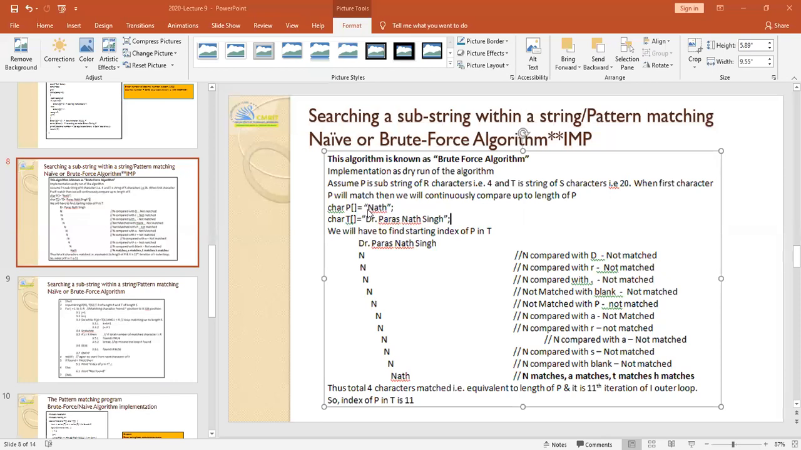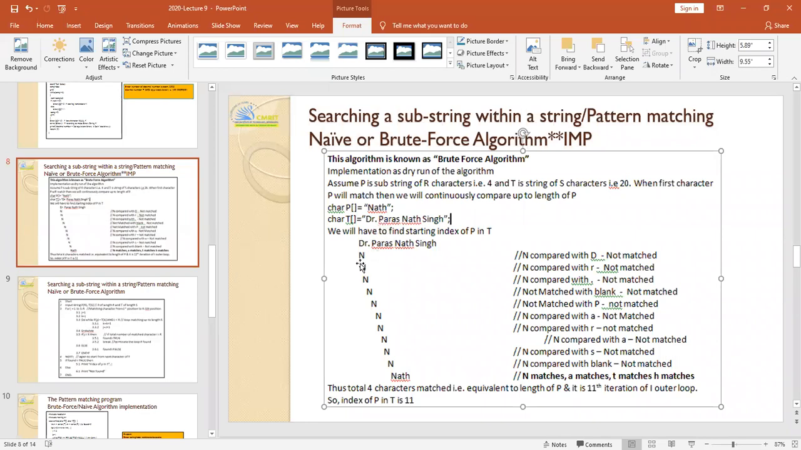What is the pattern we have taken? It is NATH. And what is the complete string? It is this particular string. In the brute force algorithm, if the first character of the pattern is matched with the complete string, only then will the second character be checked. Until the first character is matched, the second character in the pattern will not be checked either. Understood? That is the concept.